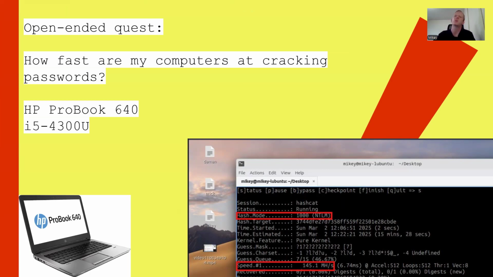145 mega hashes per second. So let's use that as our baseline. So this old laptop is getting 145 mega hashes per second. Okay, moving on.